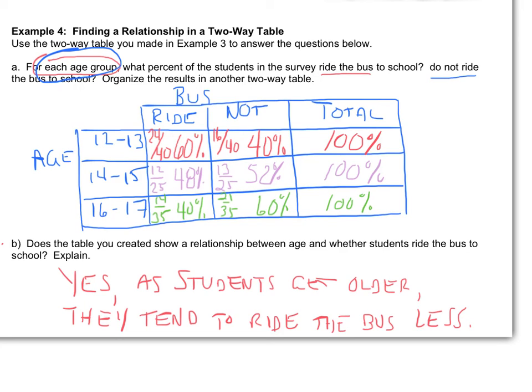It could mean a lot of different things are happening. They obviously start getting their licenses, so they can drive themselves. And sometimes their friends get their licenses and can give them a ride. So there are fewer students riding the bus as they get older, up to the 16 and 17-year-old age group.